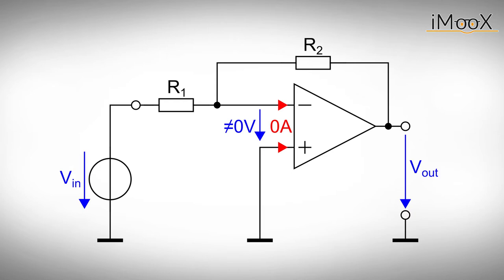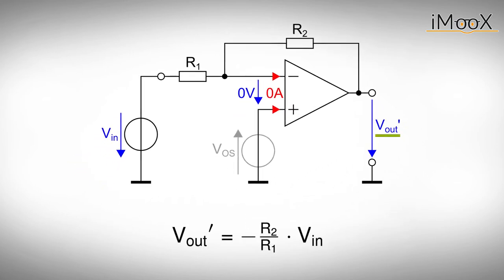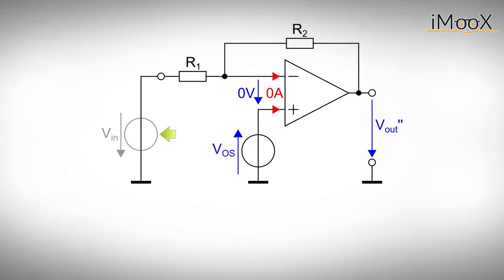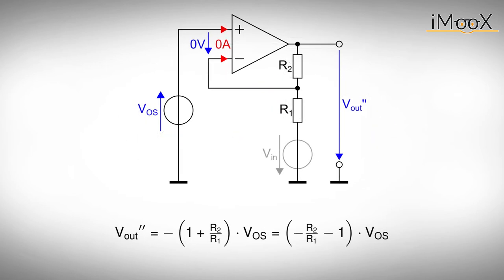As an example, let's take a closer look at the inverting amplifier and add the offset voltage. In one of our previous videos, we derived the output voltage Vout as a function of input voltage Vin and the two resistors R1 and R2. In our current example, this shall be the output voltage Vout prime if we just consider the input voltage Vin and replace VOS by a short. In a second step, we replace Vin by a short and calculate Vout double prime as a result of the offset voltage VOS. By redrawing the circuit, we get a non-inverting amplifier with a negative input voltage and can write the second output voltage.